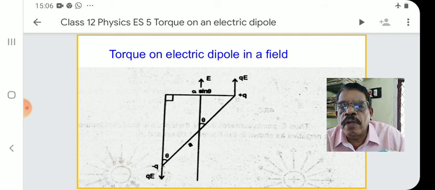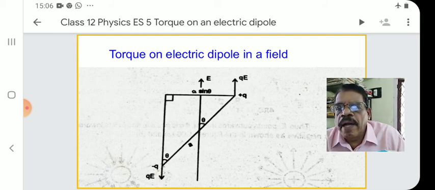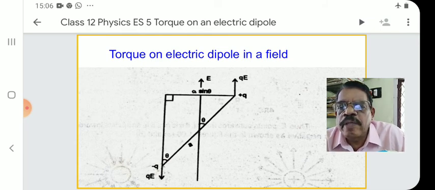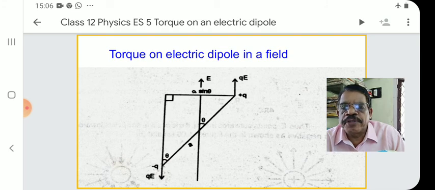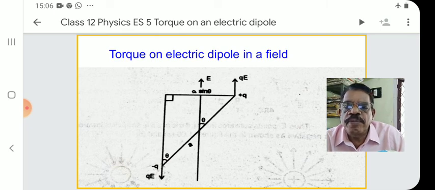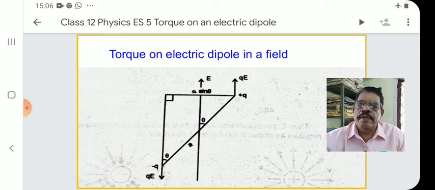So consider a dipole placed in the field. QE is the force acting on the plus Q charge. Minus QE is the force acting on the minus charge. These two forces are opposite because the charges are opposite. Since the lines of action of the forces are different, they will constitute a couple. It has a torque, and the torque is measured as under.